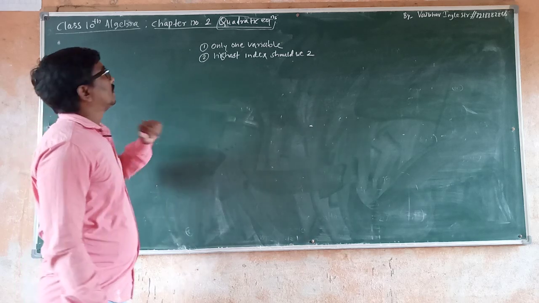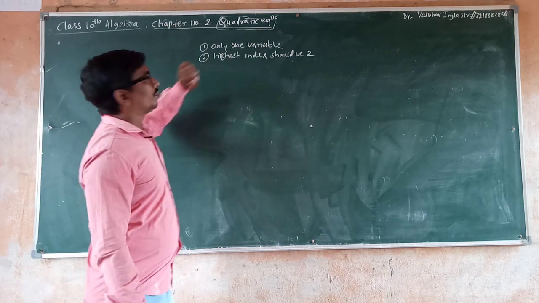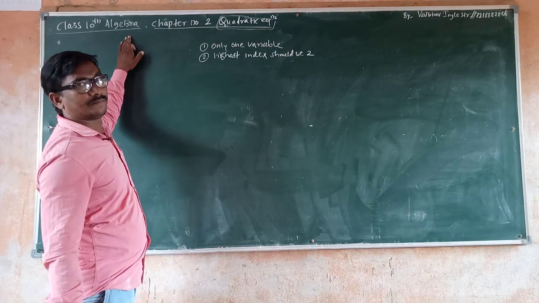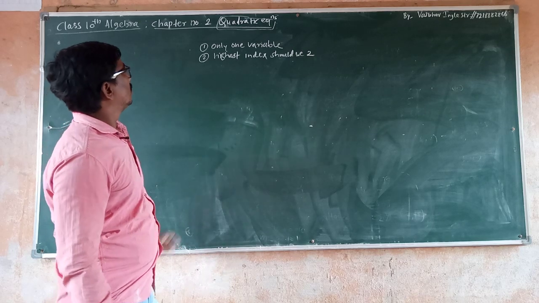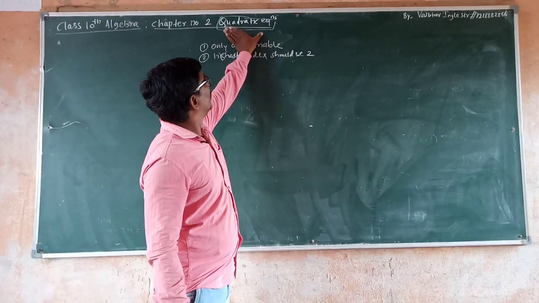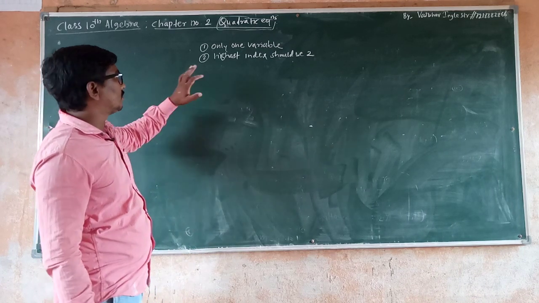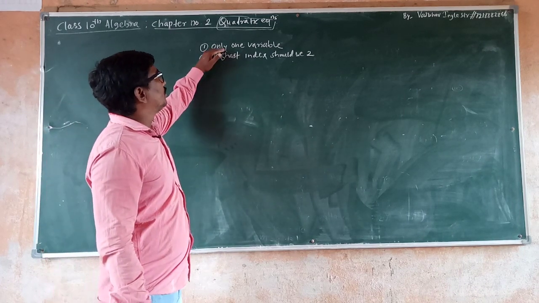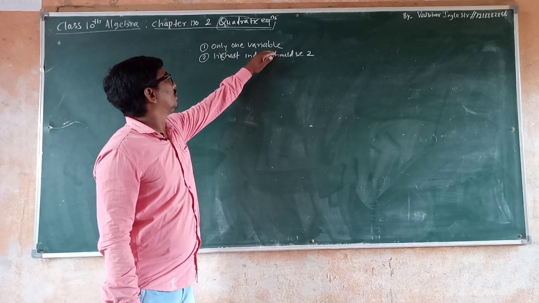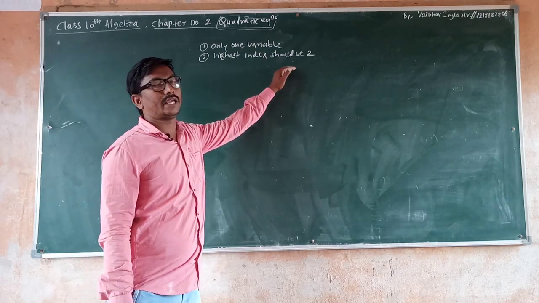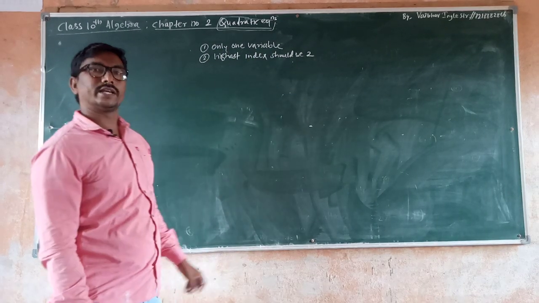Today we are going to learn chapter number 2 of quadratic equation from class 10th algebra. Now what do you mean by quadratic equation? The definition of quadratic equation is: any equation having only one variable and highest index as 2 is called a quadratic equation.